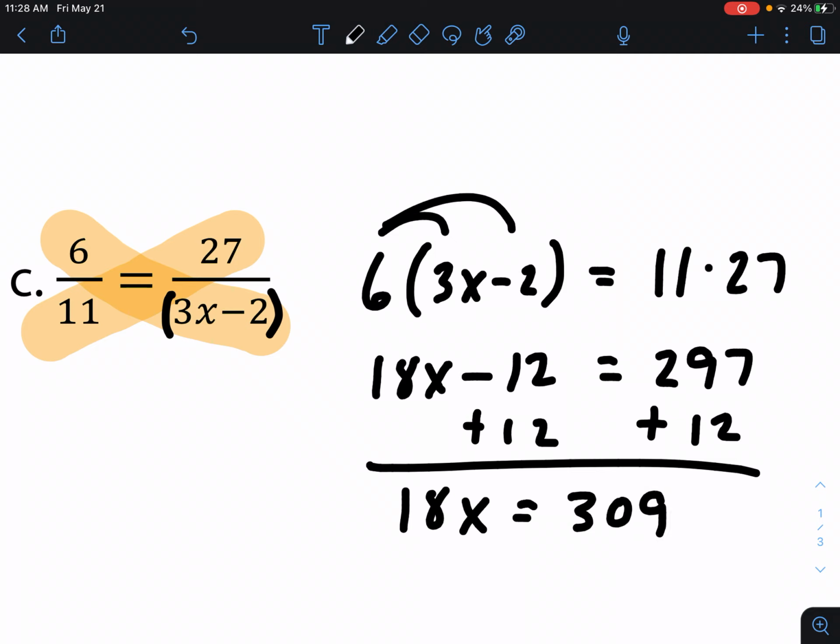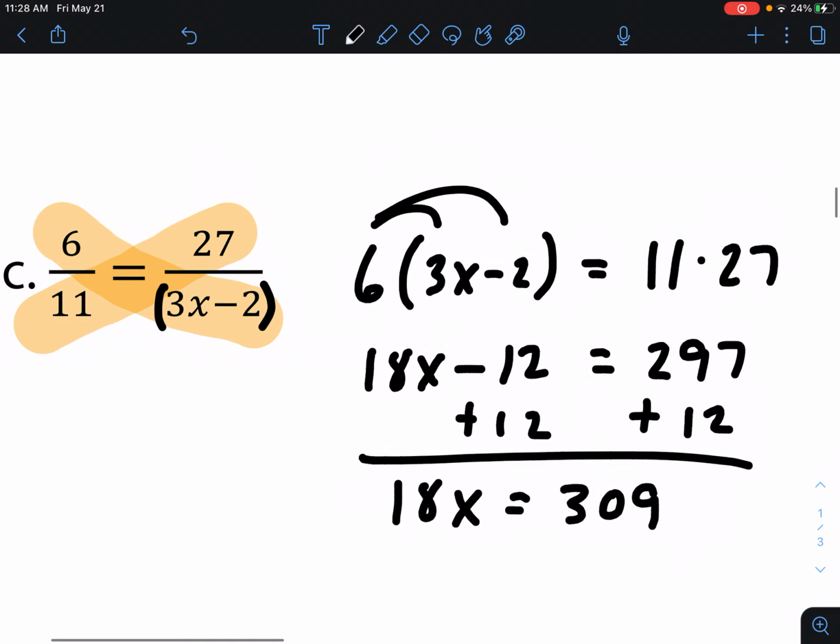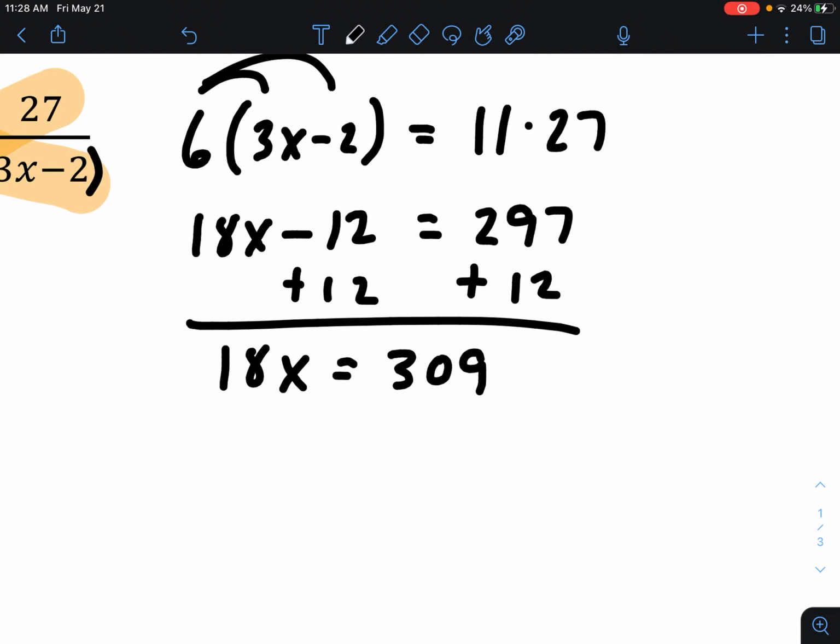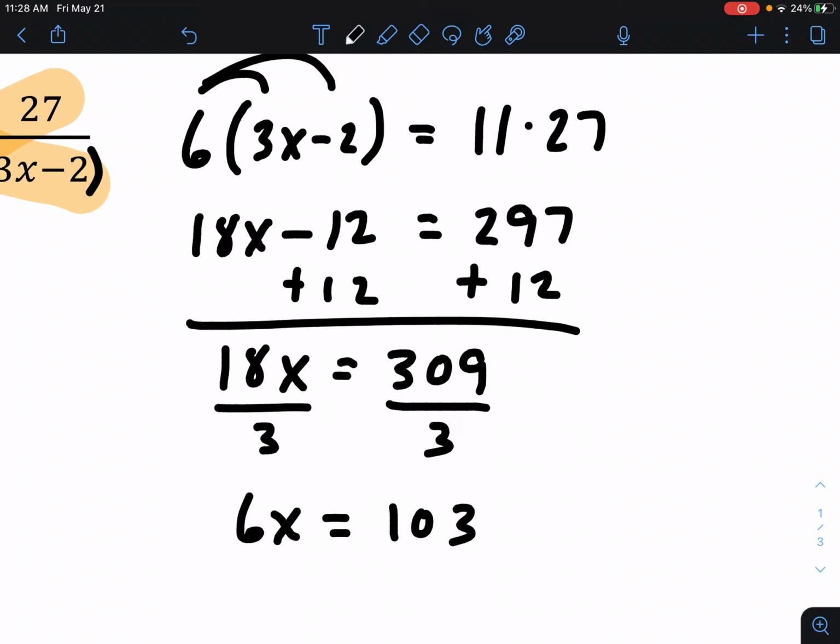And we're kind of at a point where, I don't know, if 18 goes into 309 or not. And this is where you could grab a calculator right away and do this, but there's other ways to think about this too. One thing you could do here is 18 and 309 are both divisible by 3. So I'm going to divide both of them by 3 just to simplify things a little bit. And so I have 103. And then 103 is not a number that is divisible by much of anything.